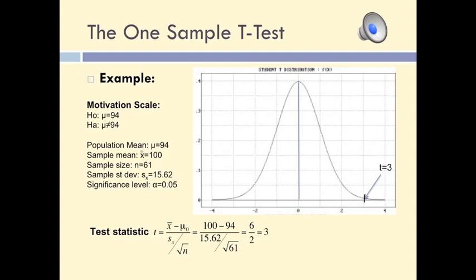If we replace all the information that we have in the t-statistic formula, we obtain the value 3. And we can see in the figure approximately how far from the mean this value is located. So the next step is to determine whether this statistic is far enough from the mean to reject the null hypothesis.